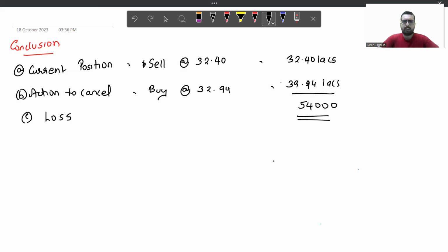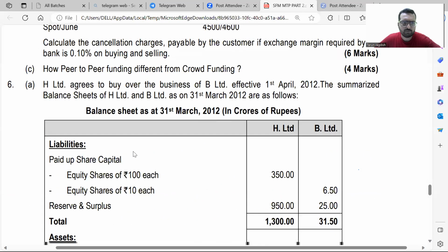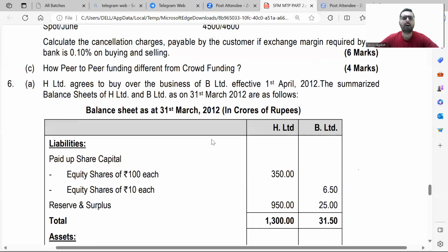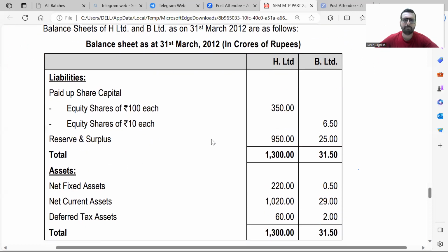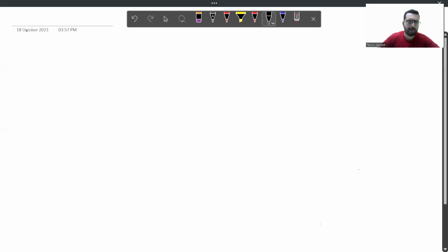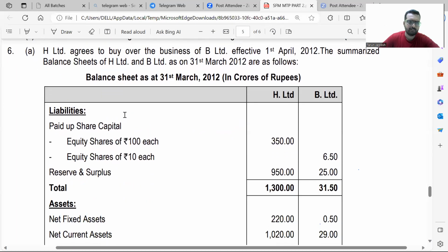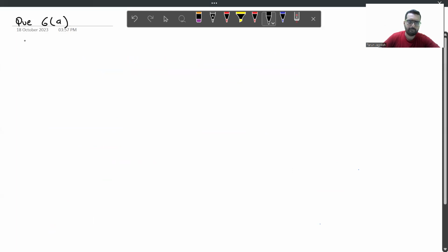Fine, friends. I believe we are done with this. Shall we go to the next question now? Question number 6 is an easy question on valuation, H and B. They have given the balance sheet. So, friends, tell me, why do they provide you with the balance sheet? What is the question number now? 6A. Working note number 1.